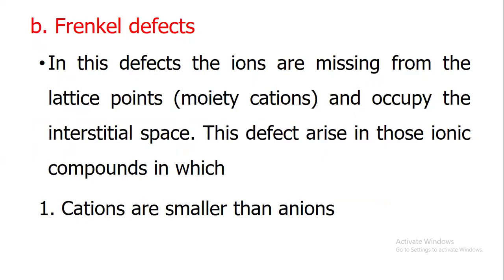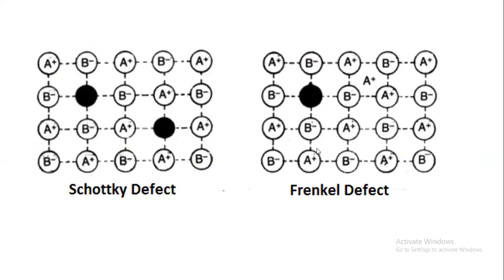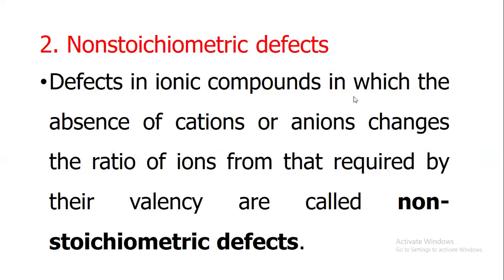Frenkel defects: in these defects, the ions are missing from the lattice points and occupy the interstitial space. These defects arise in those ionic compounds in which the cations are smaller than the anions, with low coordination numbers, for example silver chloride, zinc sulfide, and silver bromide. Stability of ionic compounds decreases due to repulsion between the ions. Schottky defects decrease the density of ionic compounds. This is the Frenkel defect: the cation goes missing and occupies interstitial space.